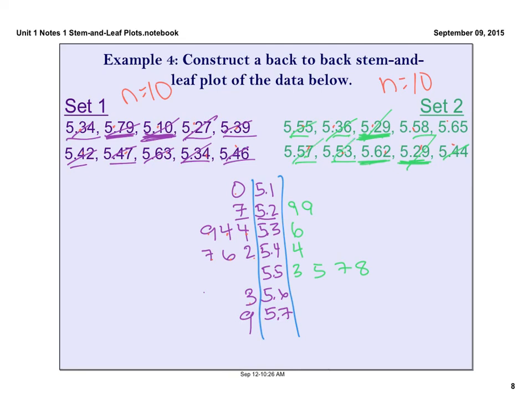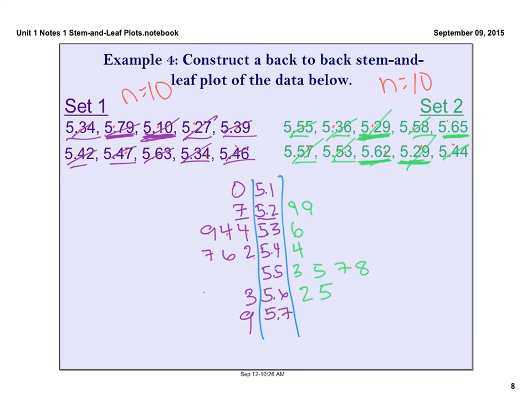5.6, I see 5.62 and 5.65. Oh, and that wasn't even my biggest one. 5.65 was my biggest one. Whoops, I misspoke on that before. So 5.62 and 5.65. That's okay. It didn't change my stems, so I'm okay there.